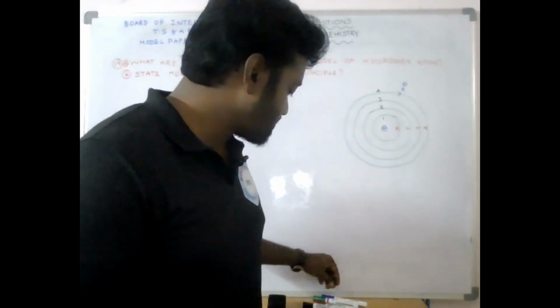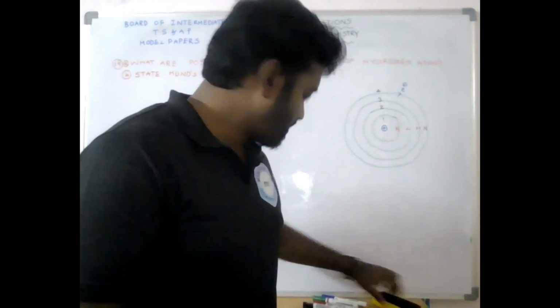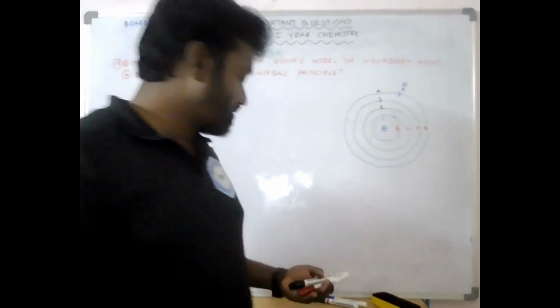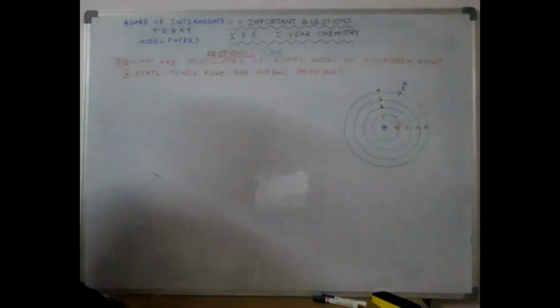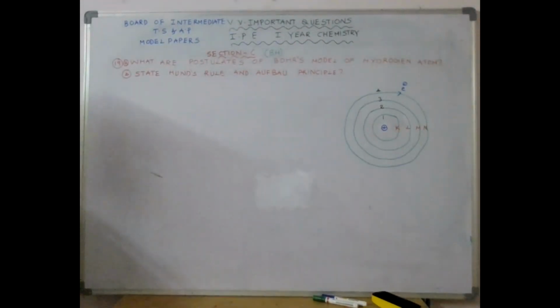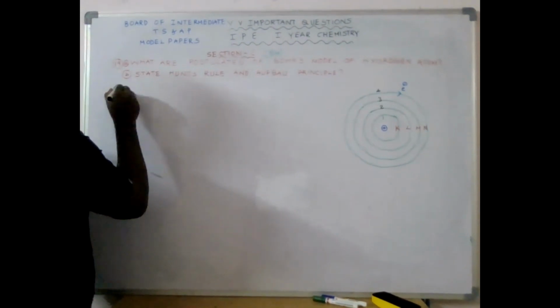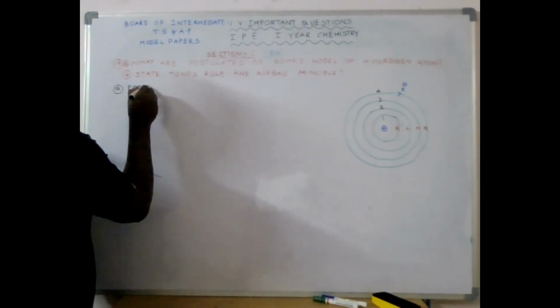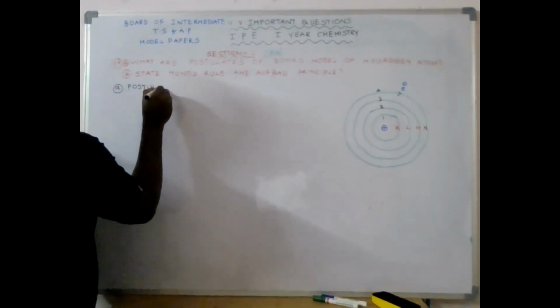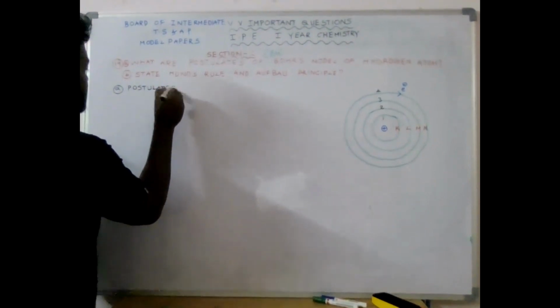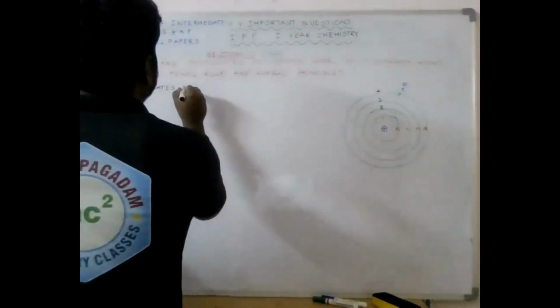So let's go to the answer for this question. Bohr's atomic model is very, very important. There the diagram is there, you can observe. We just explain about the diagram. Those are the postulates of Bohr's model. Half of the question is postulates. Postulates means important points.